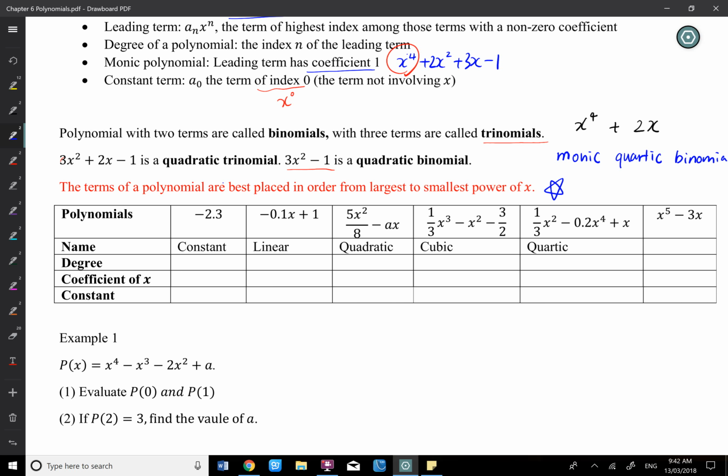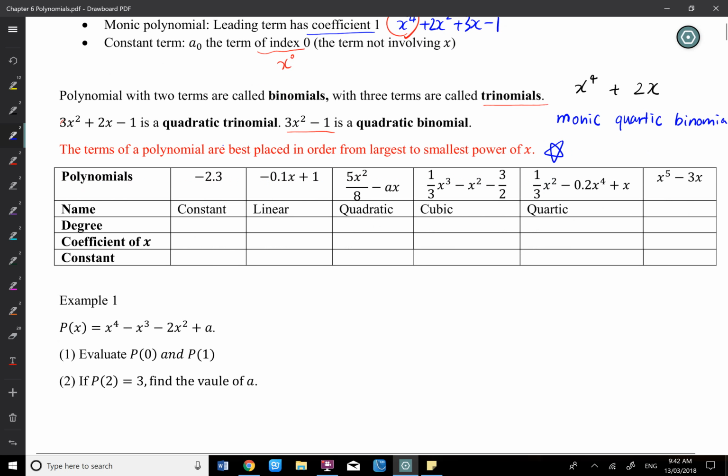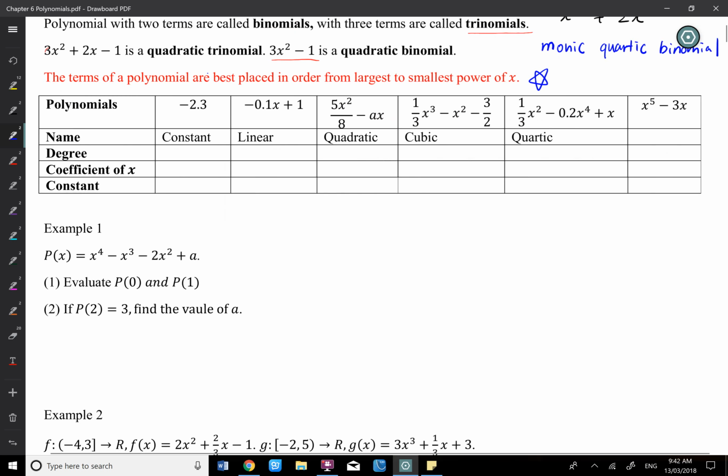Let's have a look at all of those polynomials in this table here. How to name the polynomial depends on the leading term. Look at the leading term's power, that's how to name it. For a constant, it's just called a constant. Power of 1 is a linear, power of 2 is a quadratic, power of 3 is called a cubic, power of 4 is called a quartic. Those are the special names for the first 4.